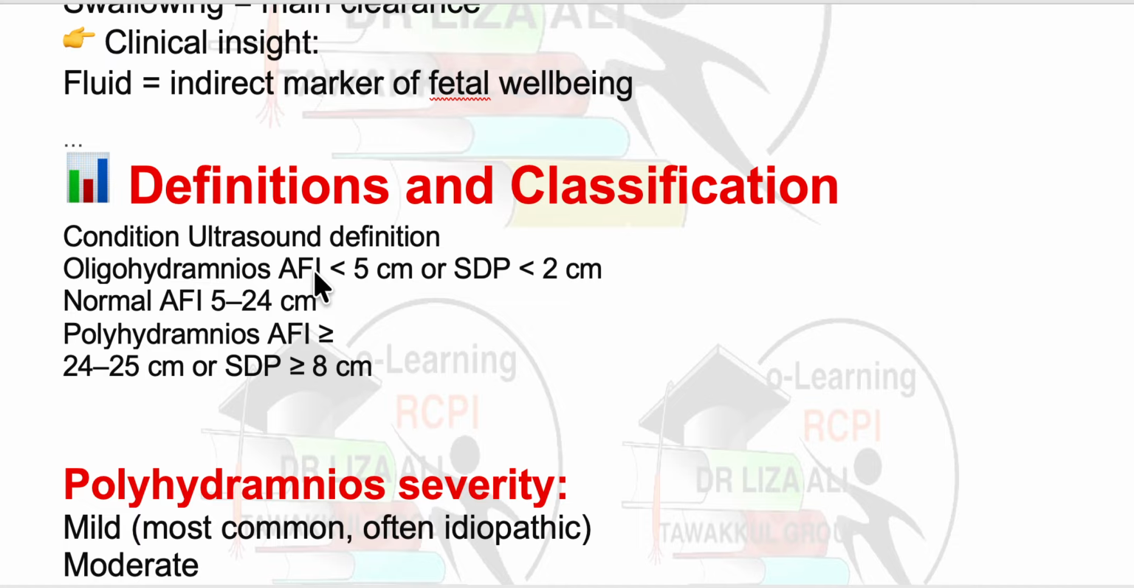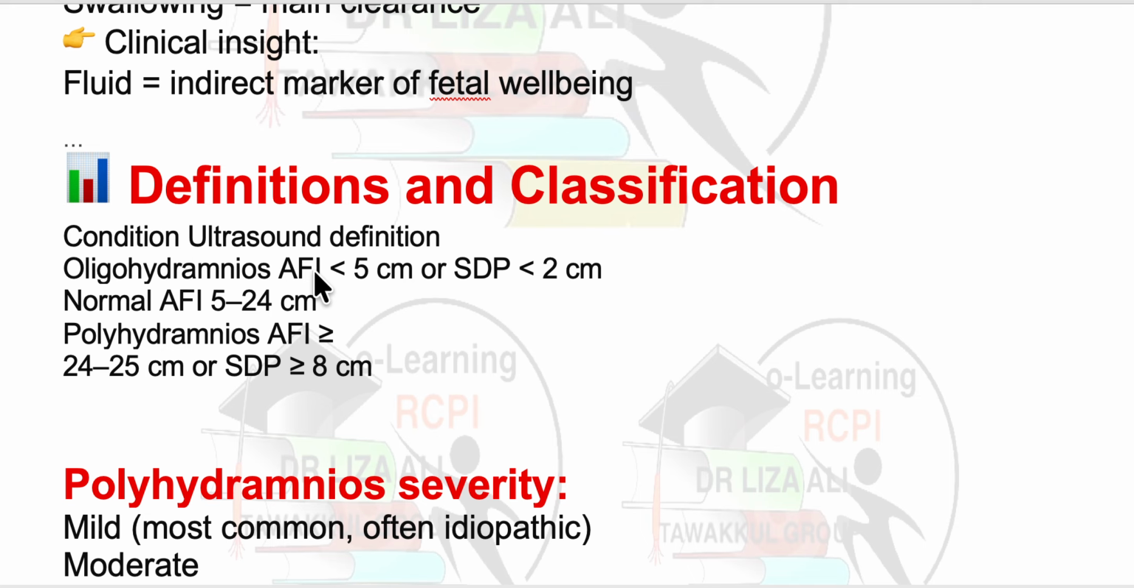and a single deepest pocket less than 2 centimeter. Now what is normal? The amniotic fluid index normal has to be 5 to 24. So we have to remember this value of 5. Amniotic fluid index less than 5 means it will be oligo, and more than 24 it will be polyhydramnios. See the definition they give in it.